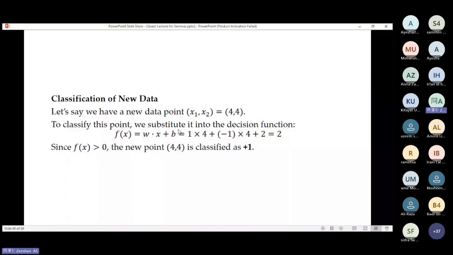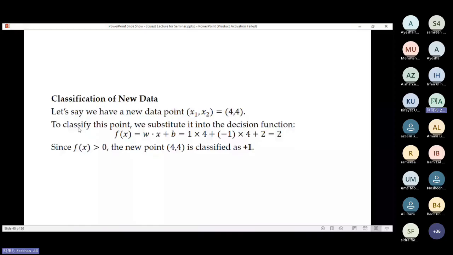So, classification of new data. Let's say we have new data. We have all the data we are classifying into different categories, class 1 and class 2, and we also draw the decision boundary. Then someone gives us a data point x1, x2 equal to 4, 4. Can you describe the place of the data? Is it located in class 1 or in class 2? Is it in a bad margin or a good margin? Can you describe the position of this point? So we will find the position of this point.